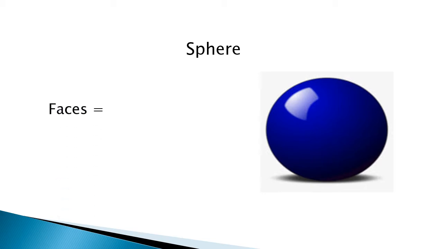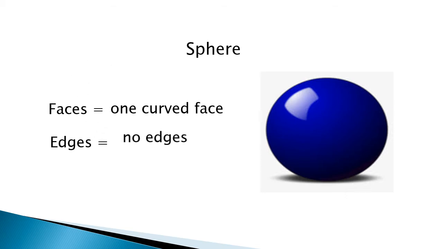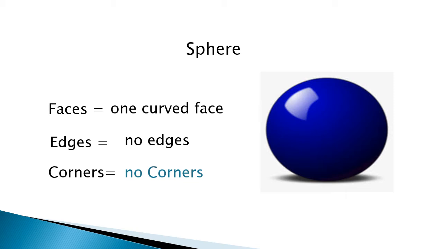Okay, now let's know the properties of the sphere. What are the properties of the sphere? Does a sphere have a face? It has no flat face, but we can say that it has one curved face. Okay, does it have any edges? No edges. Okay, corners, does it have any corners? No corners. Okay, no corners.